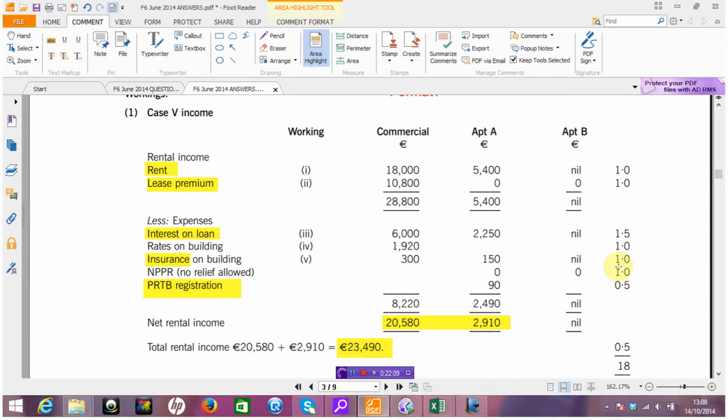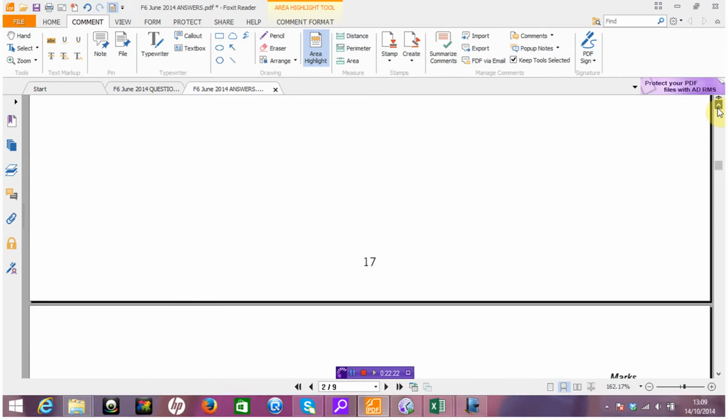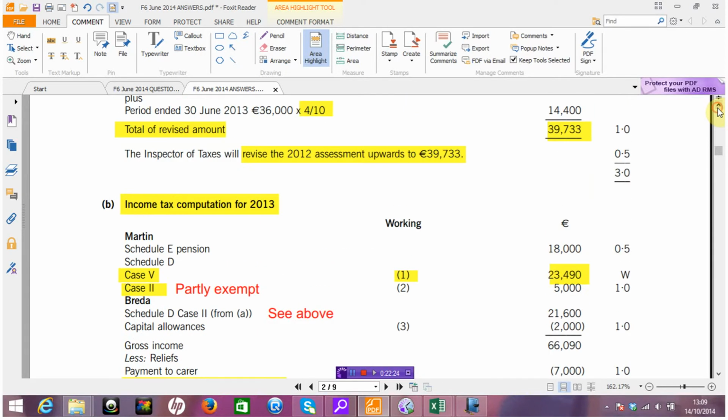But if you hadn't got that, certainly what you're aiming for is to get a figure down here as quickly as you can. Okay, so there's the case 5 income that we would include within the income tax computation. I'll just take you back up again to the question itself. So what you'll see is we've dealt with this case 5. That's coming straight from the workings.